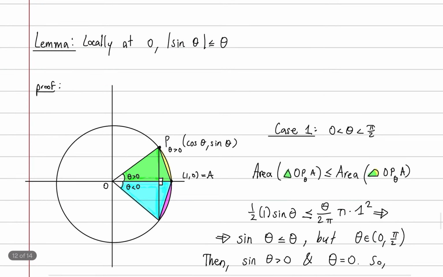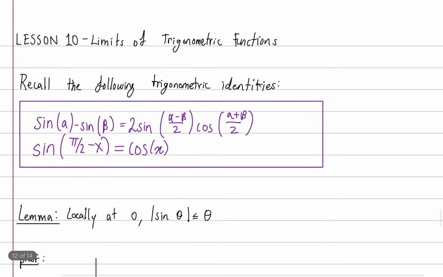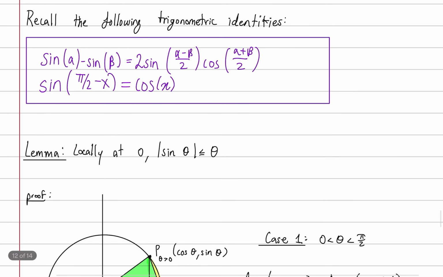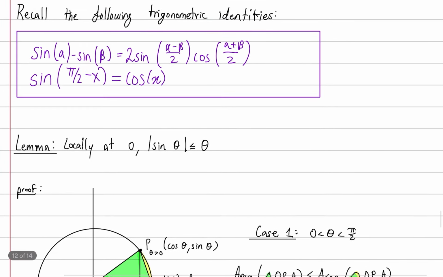So, we're going to try to prove this lemma here, and that is that locally at 0, the absolute value of sine of theta is less than or equal to the absolute value of theta. Now, what does it mean to be locally at 0? Well, I'm talking about theta as the angle, locally at 0. So it would be around 0, in some interval around 0. There exists some interval around 0 such that the absolute value of sine of theta is less than or equal to the absolute value of theta. And I'll show why this is the case.